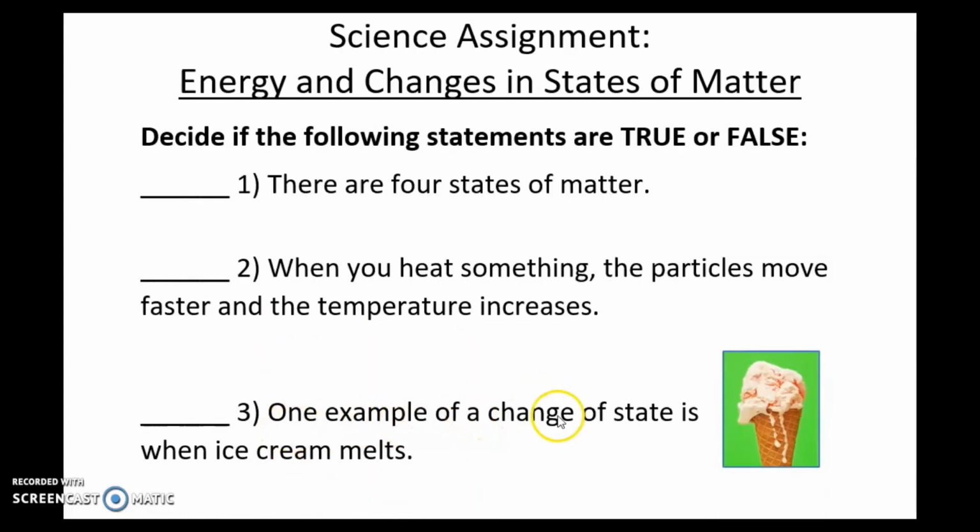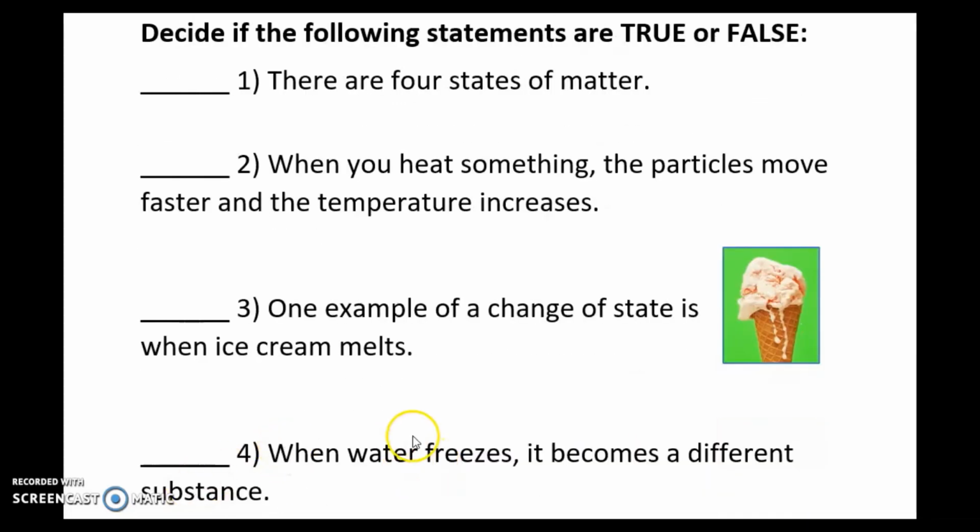Number 3, one example of a change of state is when ice cream melts. So look, it's solid, but what's going on here? Does that look solid anymore? Number 4, think about it. When water freezes, it becomes a different substance. Is that true? Does water change substances if we change it from liquid to solid or solid to liquid? So anyway, that's it for the assignment and the lesson.